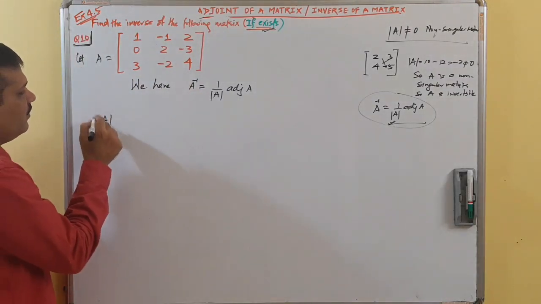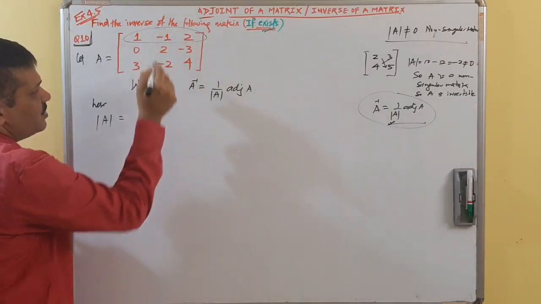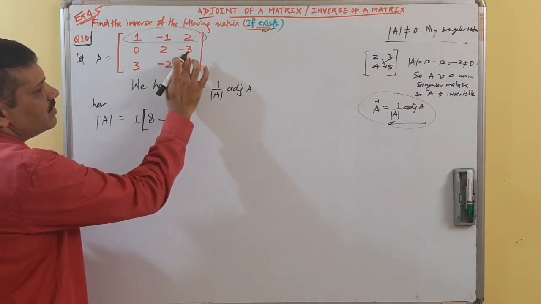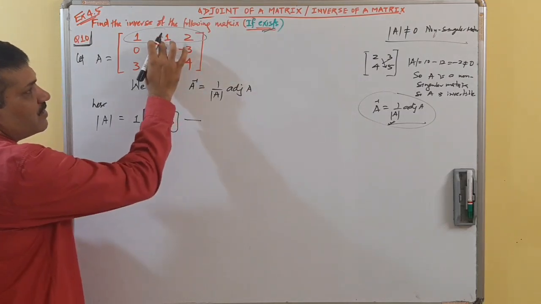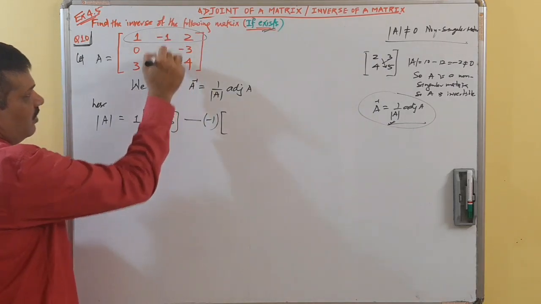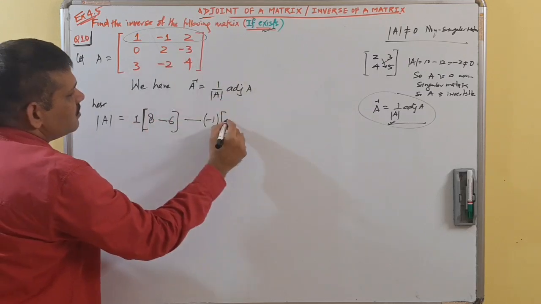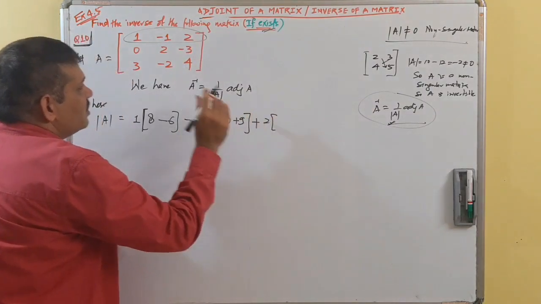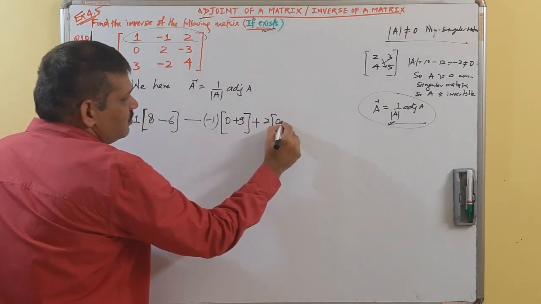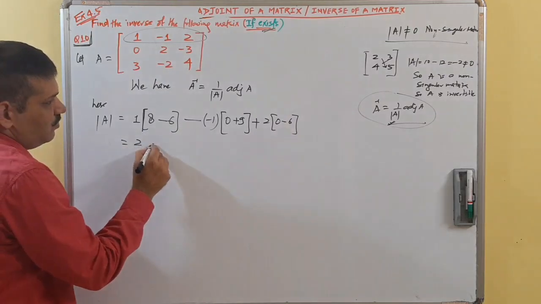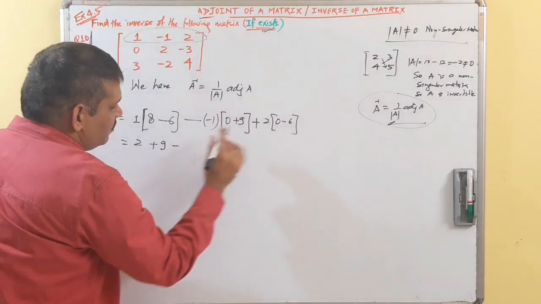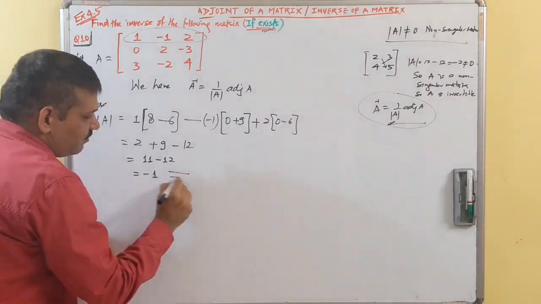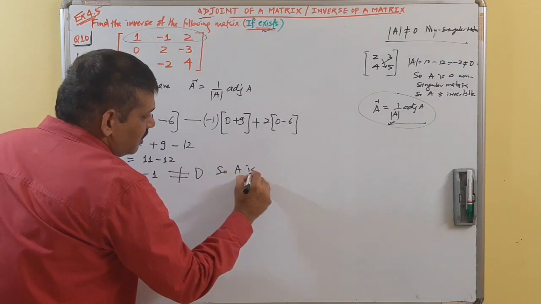Now the determinant of A, expanding along the first row. So 1 multiplied by 2 fours are 8 minus 2 into minus 3 is plus 6, 8 minus 6. Now the cofactor of this element is negative, so minus of minus 1 times, eliminating this row and column, 0 into 4 is 0, minus of minus 9, that is plus 9. Plus, now 2 will be multiplied by its corresponding cofactor, that is 0 minus 6. This will give us 2 plus 9 minus 12. So 2 plus 9 is 11 minus 12 is equal to minus 1, which is not equal to 0. So A is invertible.